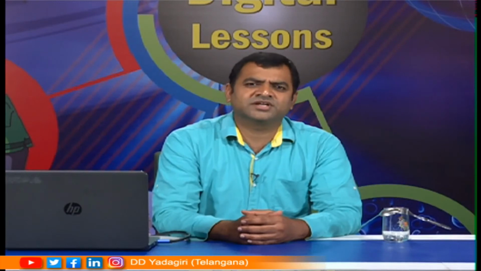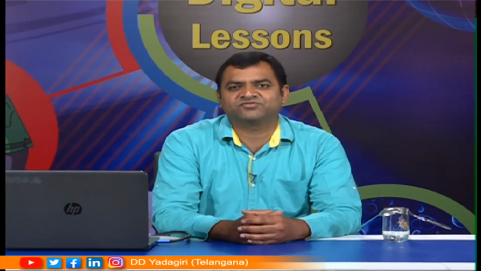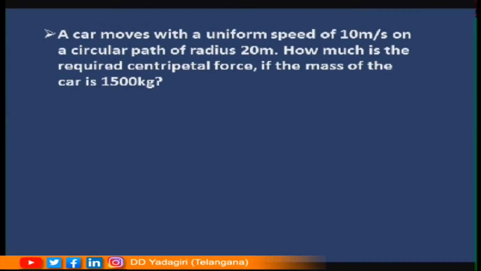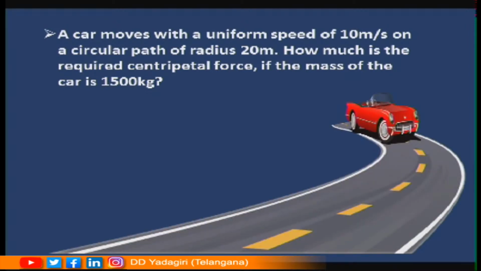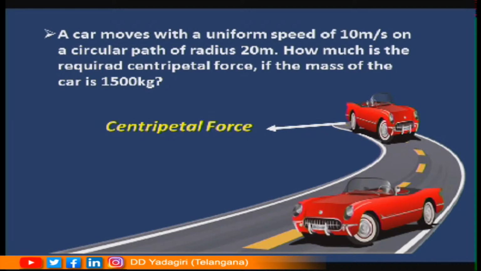Now, let us do a numerical related to centripetal force. A car moves with a uniform speed of 10 meters per second on a circular path of radius 20 meter. How much is the required centripetal force if the mass of the car is 1500 kg? So, here is a car which is moving along a circular path. A centripetal force is required for the car to move in the circular path, so that it can move along the circle.